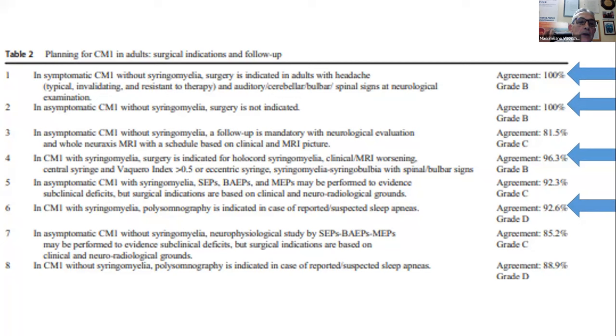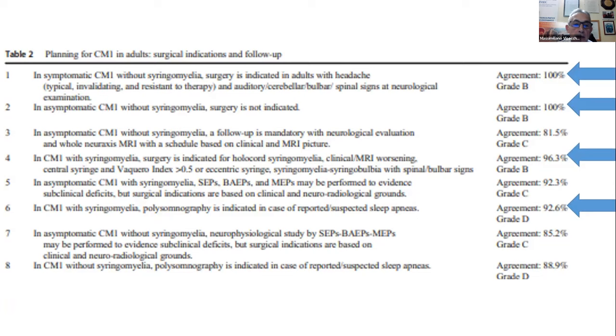When dealing with Chiari malformation type 1 with syringomyelia, surgery is indicated when there is an evident clinical pattern, for orochord syringomyelia, and for neuroradiological worsening documented over the following months. Moreover, when we deal with syringomyelia, polysomnography is indicated in case of sleep apnea syndromes.